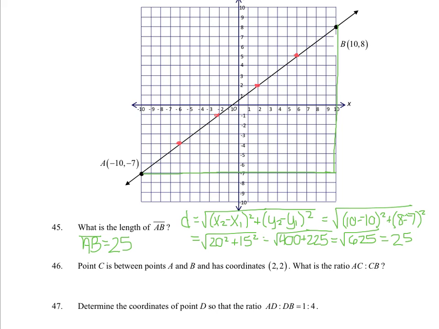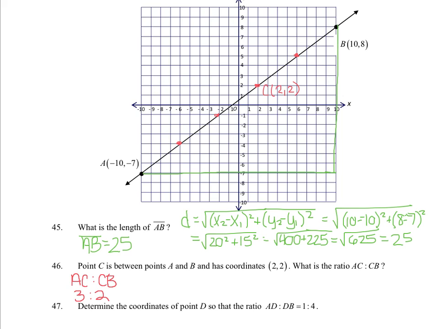And we can look and we can see this is going up 3 and over 4. Up 3 over 4, up 3 over 4, up 3 over 4, up 3 over 4. So I've split this line into 5 equal parts. I'm looking at C, which is at 2, 2. So what I can see is that A to C is 1, 2, 3 parts, and C to B is 2 parts. So AC to CB is going to have a ratio of 3 to 2.